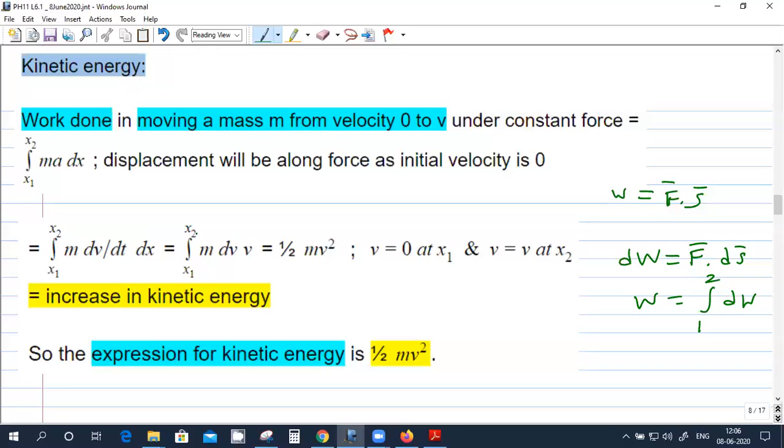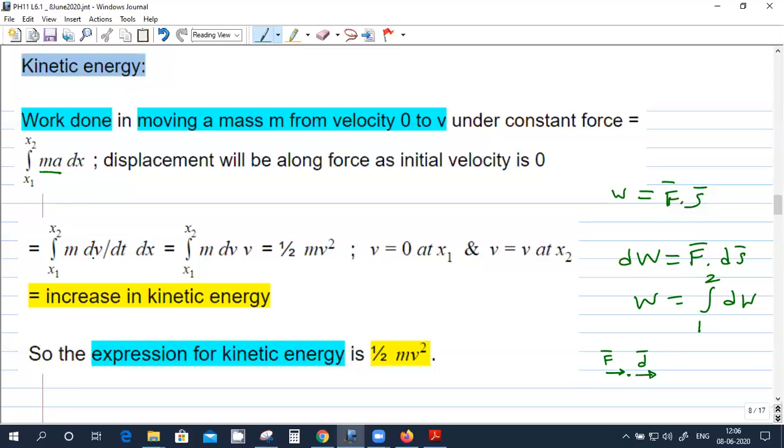The net force acting on the body of mass m is given as m into a by Newton's second law. Since the initial velocity is 0, the displacement will be along the direction of the force, because initially it's at rest, so it doesn't have a tendency to move in any direction. Then you're applying a force, so naturally it moves along the same direction. So there is no cos theta term here.